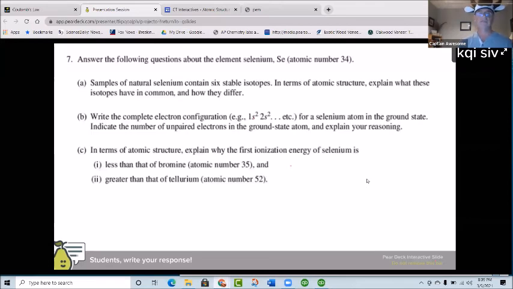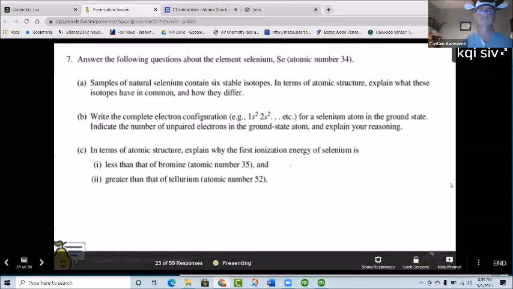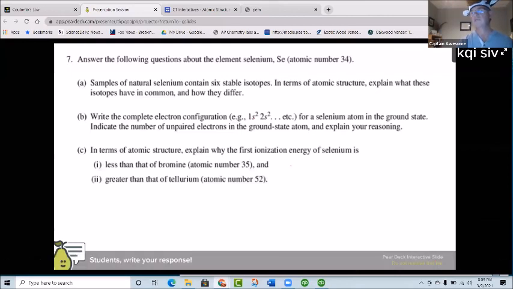And then for the very last one, they're asking you, why is the first ionization energy of selenium less than that of bromine and greater than that of tellurium? So what I'd like you to do for us to finish up our time together is find selenium on the periodic table, and find the other elements and see if you can figure out what would make them different. So selenium and bromine and tellurium.